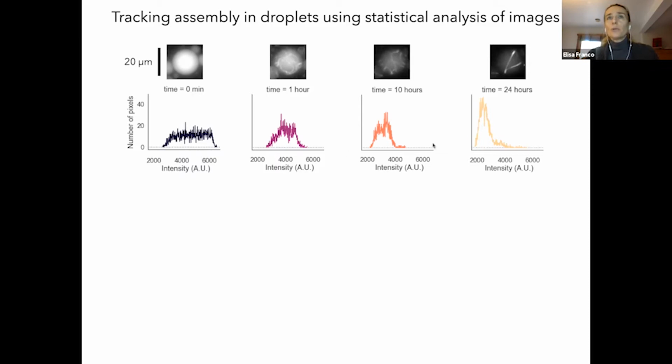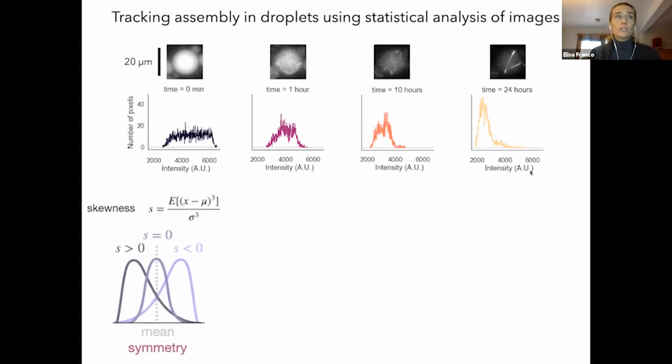So we figured it would be a simple thing to just look at statistical properties of the droplet images to figure out the extent of condensation. To extract the change of shape from the histogram, we used two measures: the third and the fourth moment of the histogram. Skewness quantifies the asymmetry of the histogram. Skewness is positive if you have a peak at the left, basically, and a tail to the right.